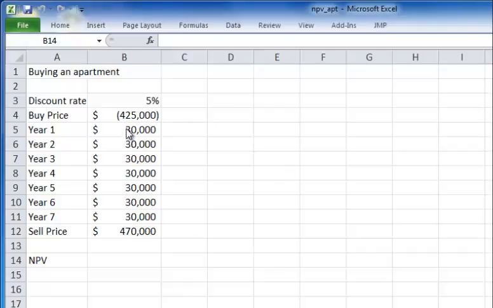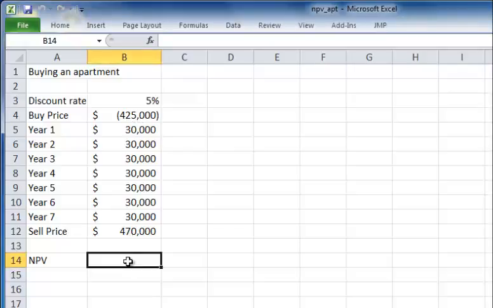The second thing is that NPV does not take into account the initial investment. That is, any cash outflow that happens at time 0. And therefore, we should be careful not to include, in this example, the initial purchase price of this investment.